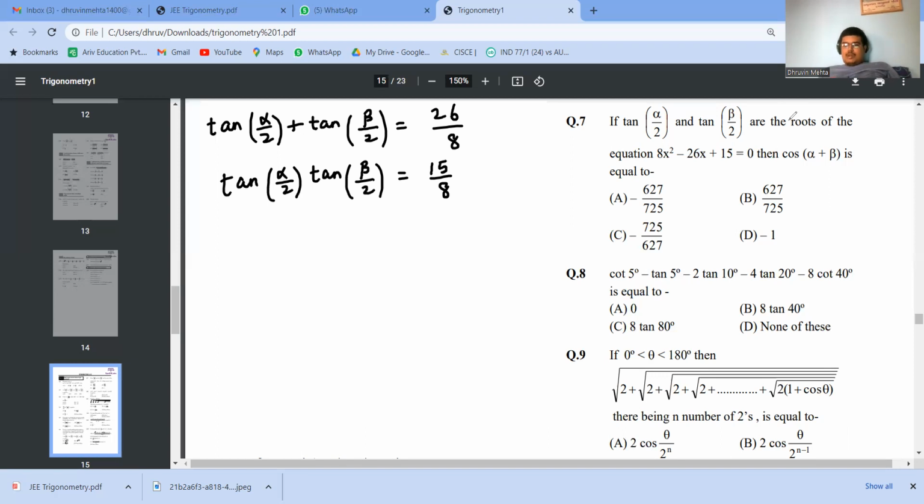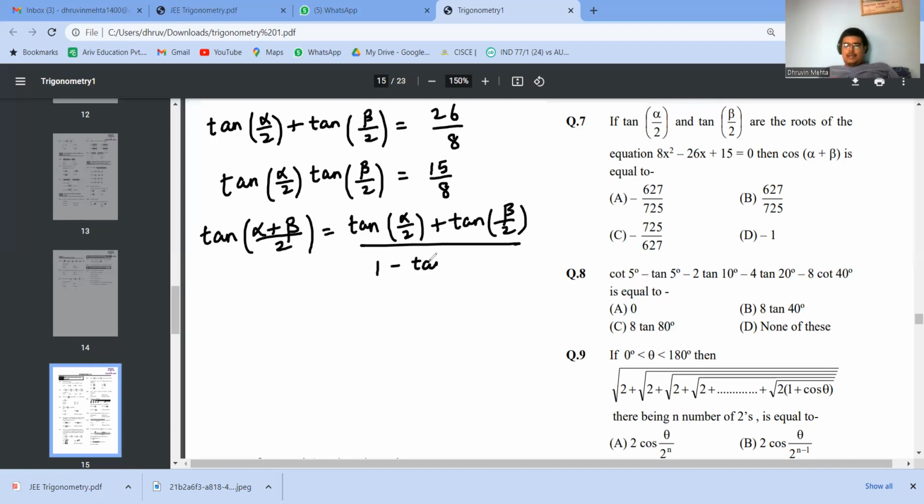So now tell me how will you find tan of alpha plus beta by 2? If you're telling me that, Trisha, how will you find tan of alpha plus beta by 2? So she is actually right, guys. Tan of alpha plus beta by 2 will be tan of alpha by 2 plus tan of beta by 2, upon 1 minus tan of alpha by 2 tan of beta by 2. Right, Arush? So find this and then you can use the double angle formula. Complete this. Tell me the answer.